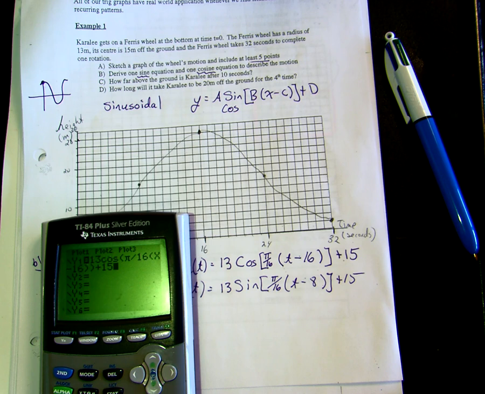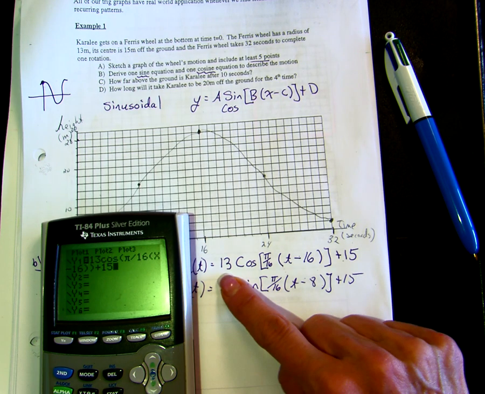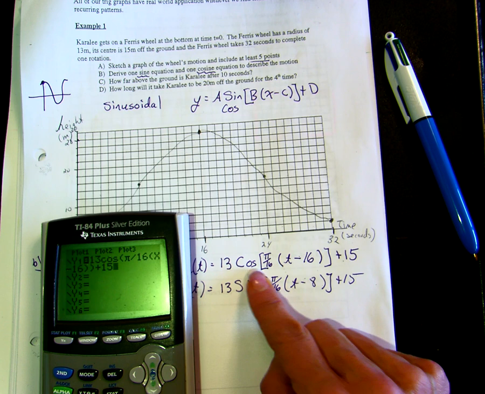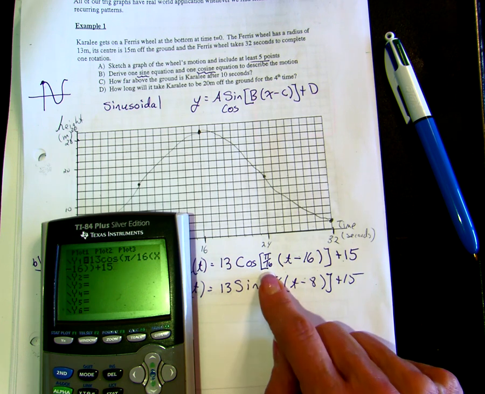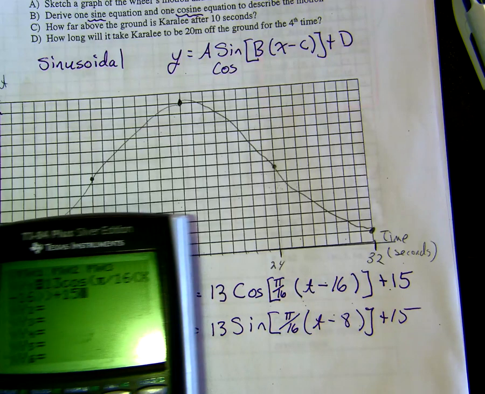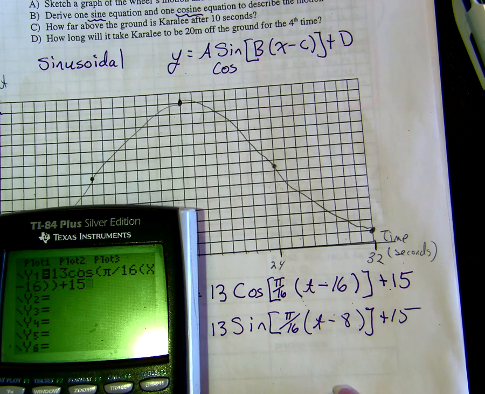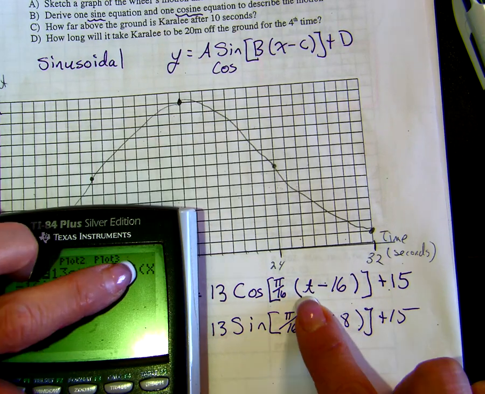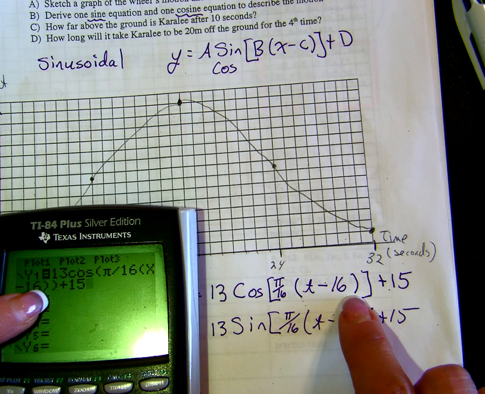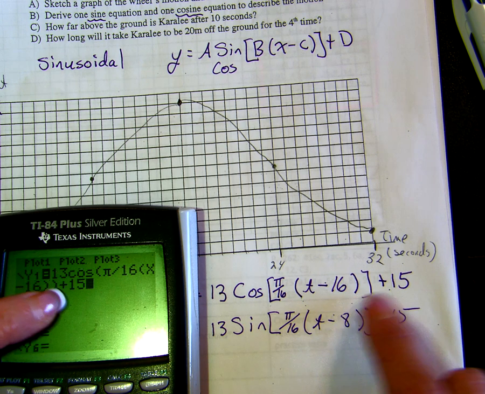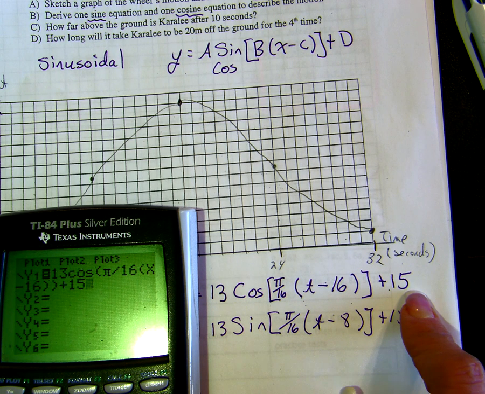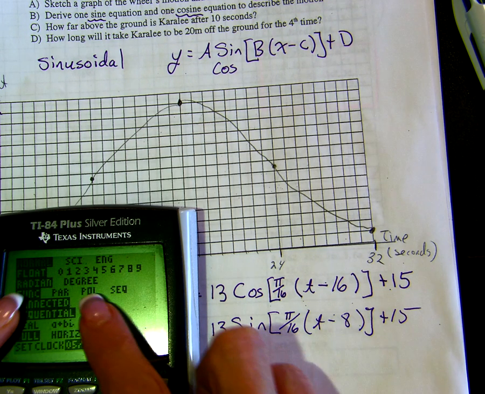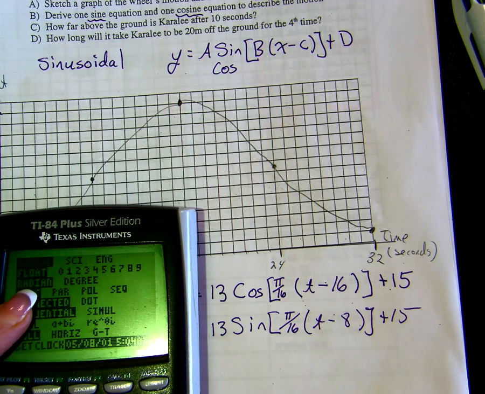Okay, so one more time, you're basically doing it exactly like you see it. 13 cos, the bracket's open, and you put in your B value, pi by 16. And then once you've got your B value in, you need to open brackets for this and put in your x minus 16, and then both of them close before you add your displacement. If you are in radians mode already, good. If not, switch.